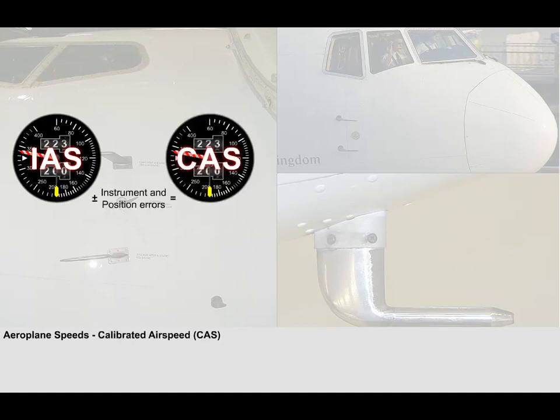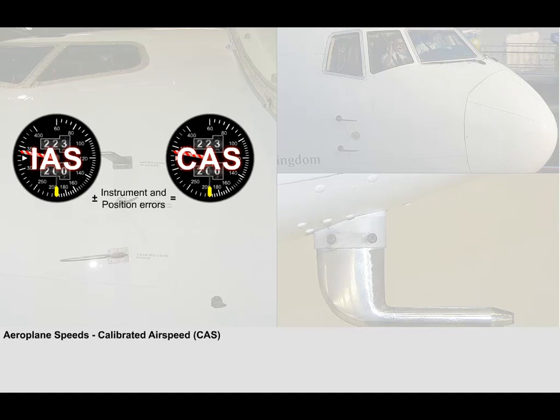If the pressure probes are corrected for instrument and position errors, the speed is called calibrated airspeed, abbreviated to CAS. This speed is also known as rectified airspeed, or RAS, but this expression will not be used on this CD. Calibrated airspeed is more accurate than indicated airspeed. In large, modern commercial airplanes, the air data computer automatically corrects the pressure probe data for these errors and displays the calibrated airspeed in the airspeed indicator rather than the indicated airspeed.